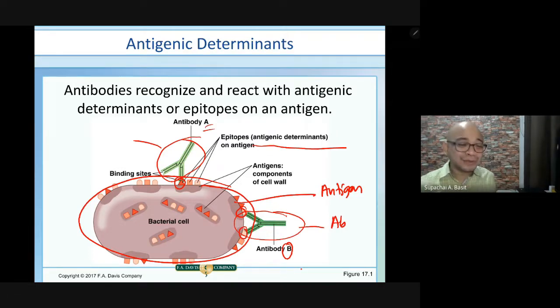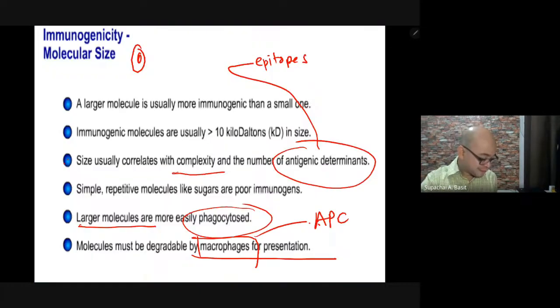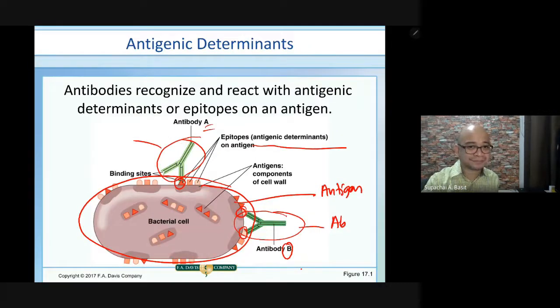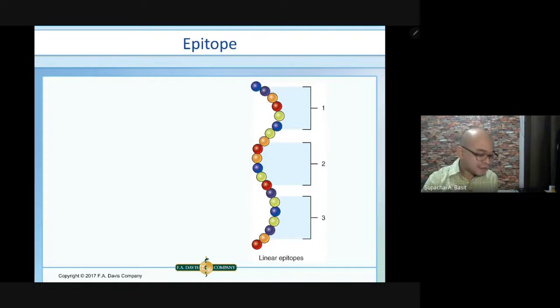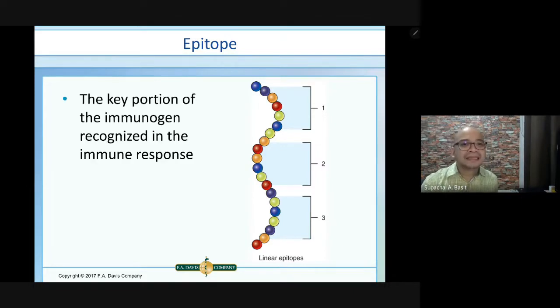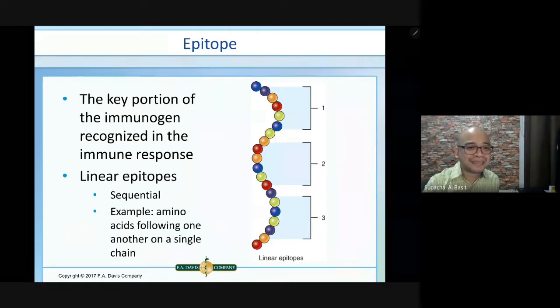So, according to the previous discussion, the more complex the antigen is, the more antigenic determinants or epitopes there would be. Okay, so let's talk about the epitope. An epitope is the key portion of the immunogen recognized in the immune response. So it's the key portion of the immunogen recognized in the immune response.